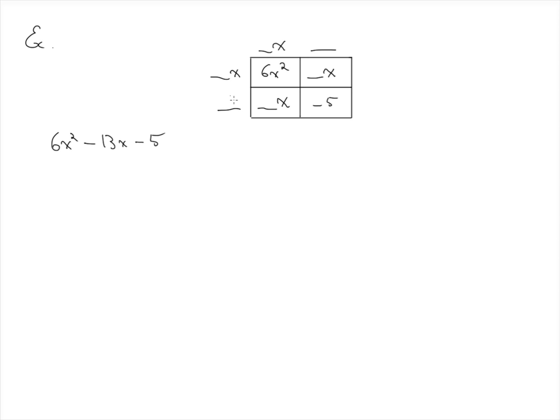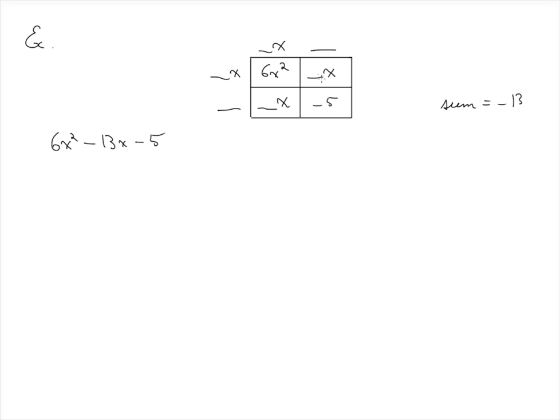Now, these two numbers once again have to add up to minus 13, the two numbers in the blank. So the sum is minus 13. So this number plus this number gives you minus 13. Now, what about the product of these two numbers?